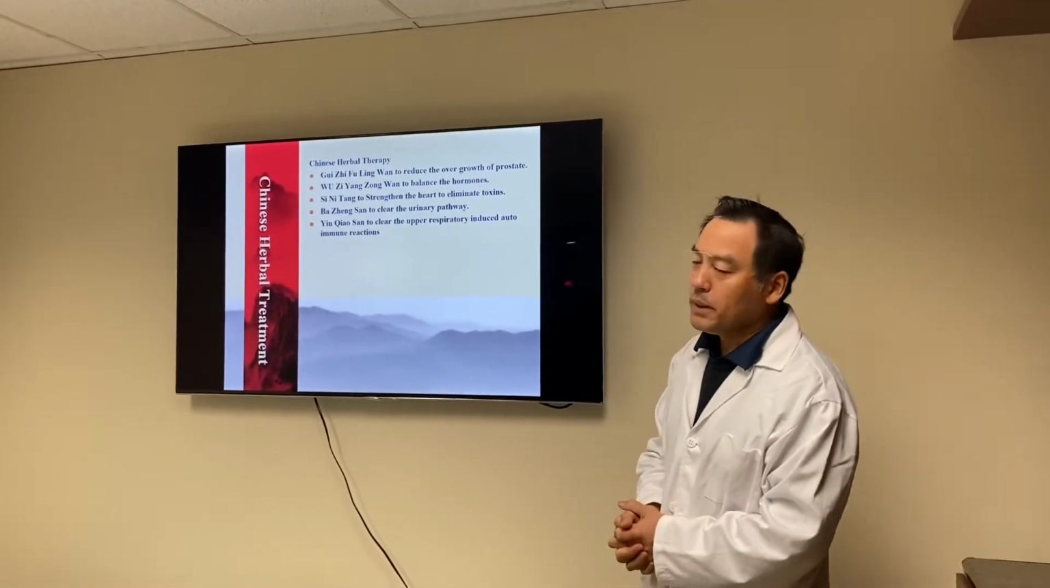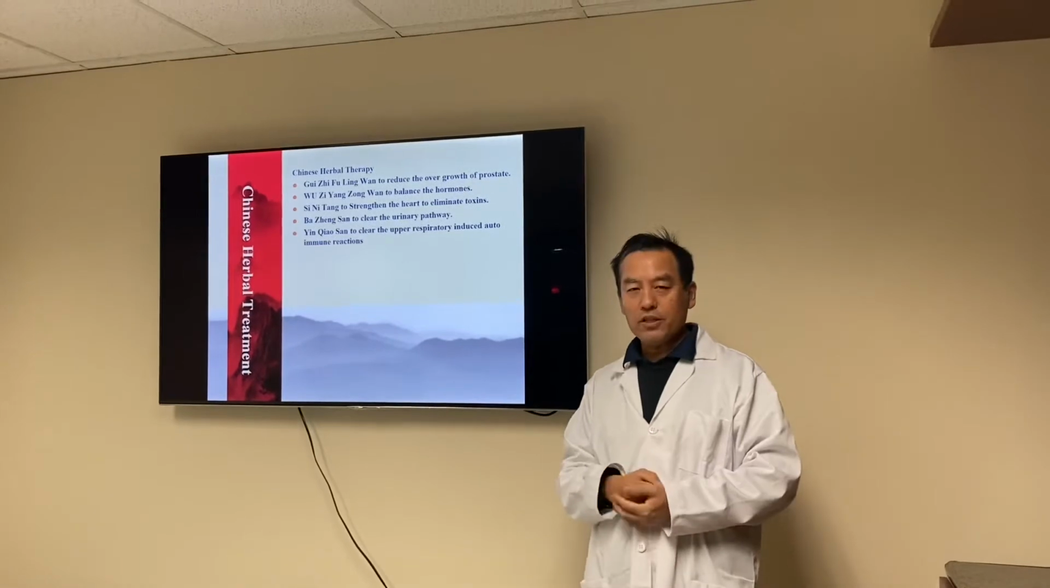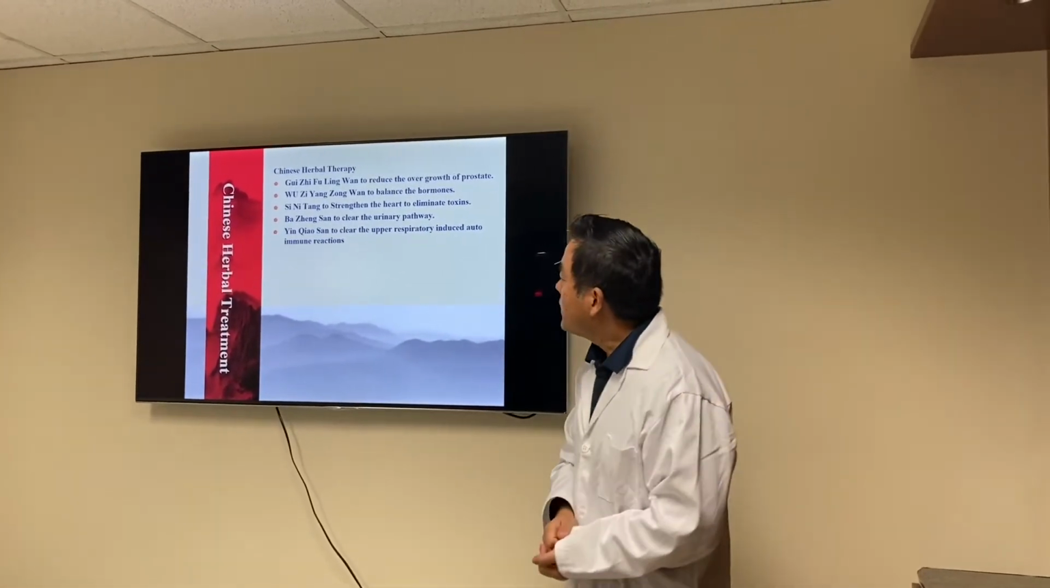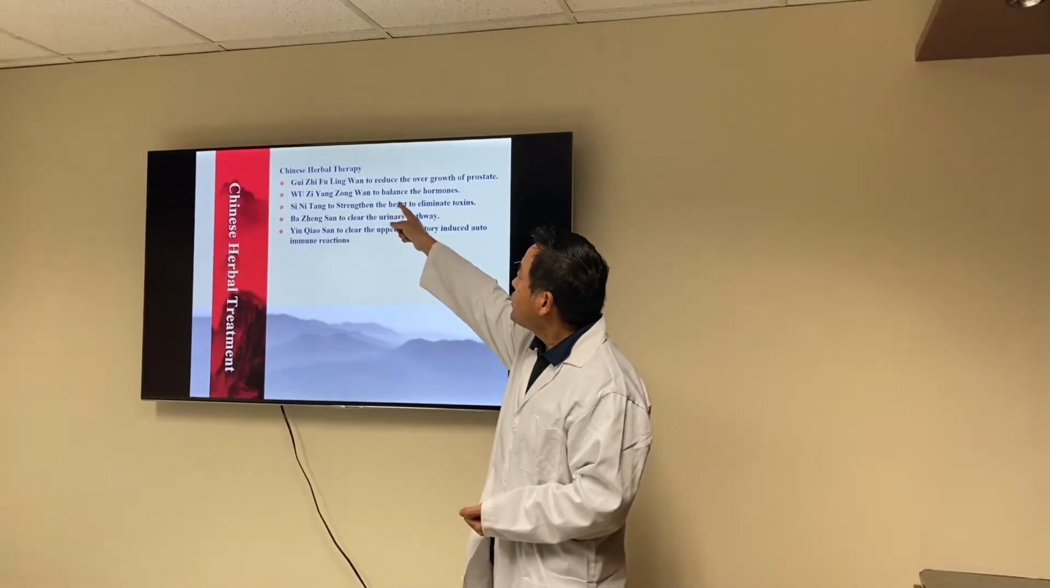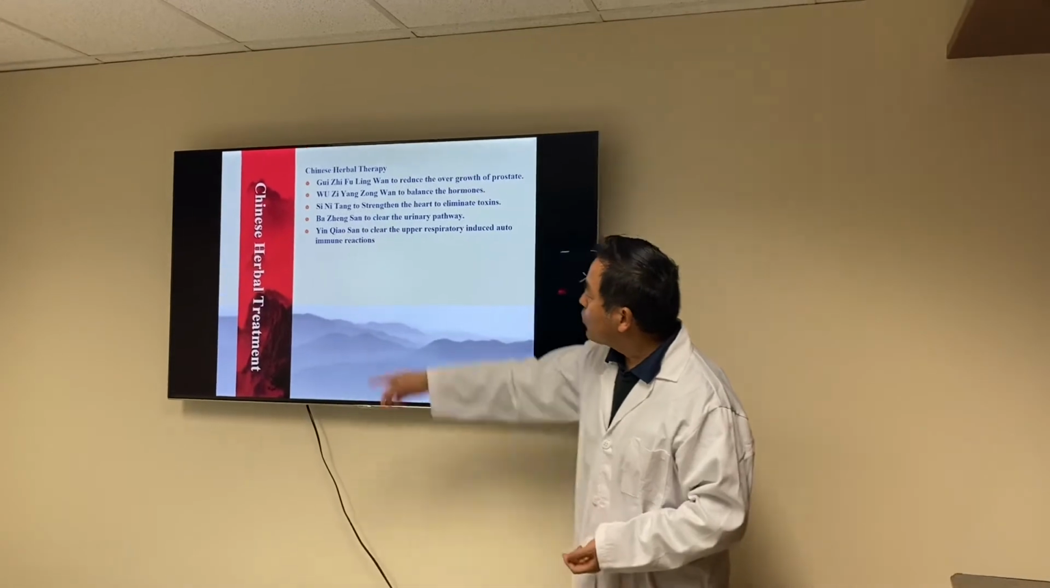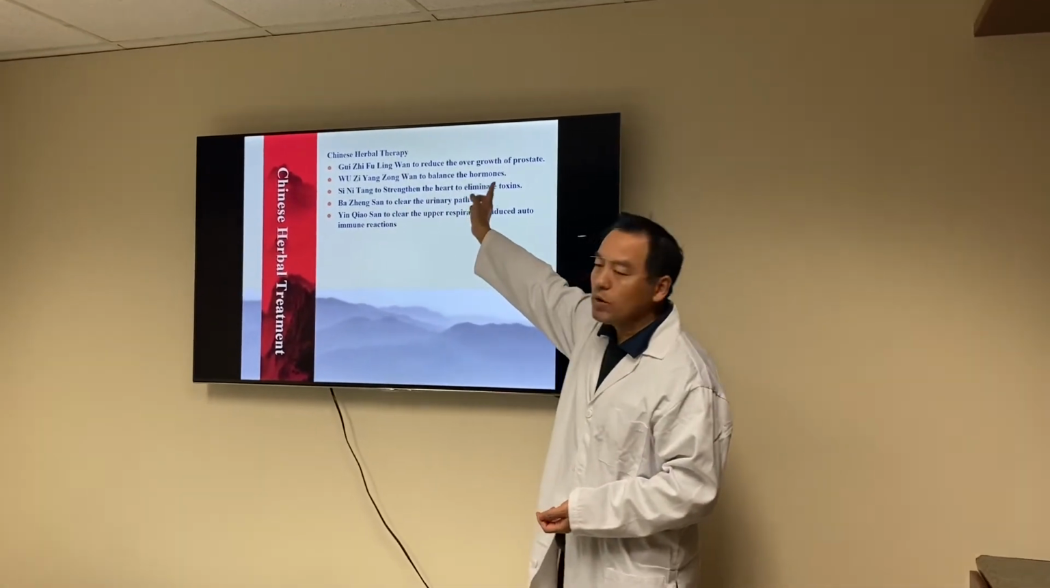For Chinese herbal therapy, the principle is the same as the acupuncture point selections. Number one is 桂枝茯苓丸 to reduce the overgrowth of the prostate. Number two is 五子衍宗丸 to balance the hormones.